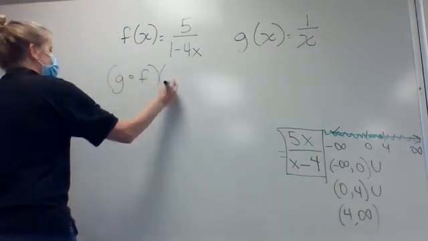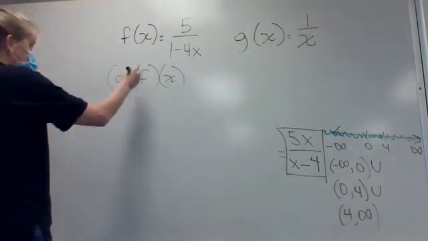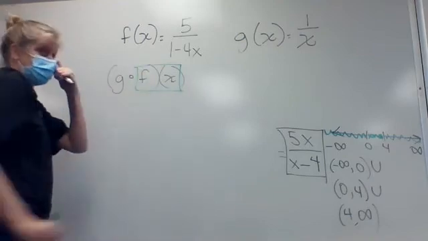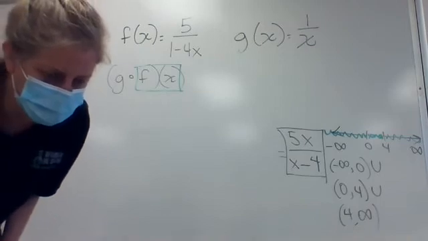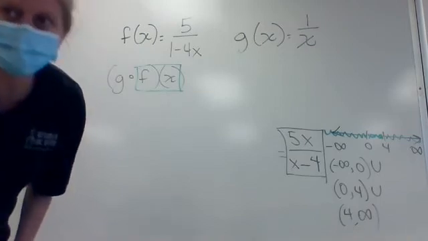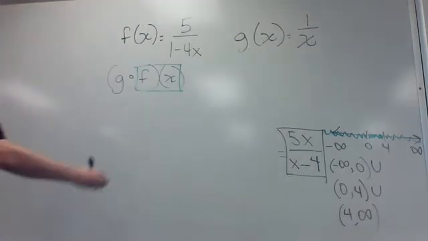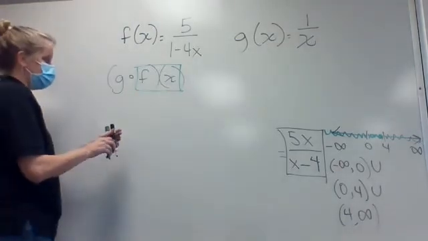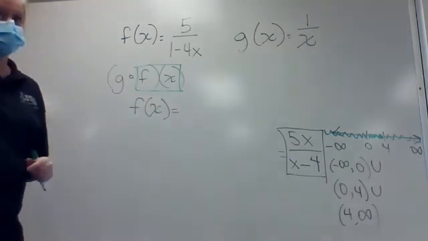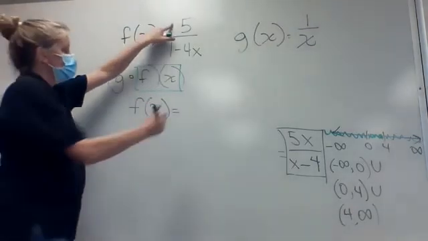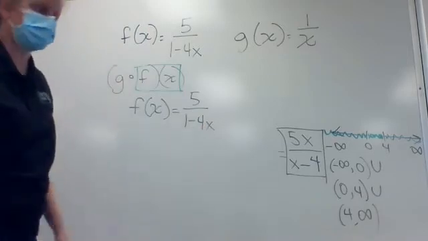Same steps. This is the last one. What am I finding first? F of X. Didn't we just do that one though? No, we did F of G. Now we're doing G of F. So what's first? F of X. What is F of X? 5 over 1 minus 4X.